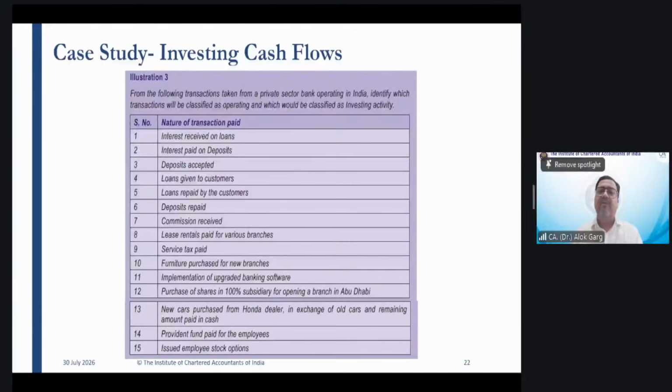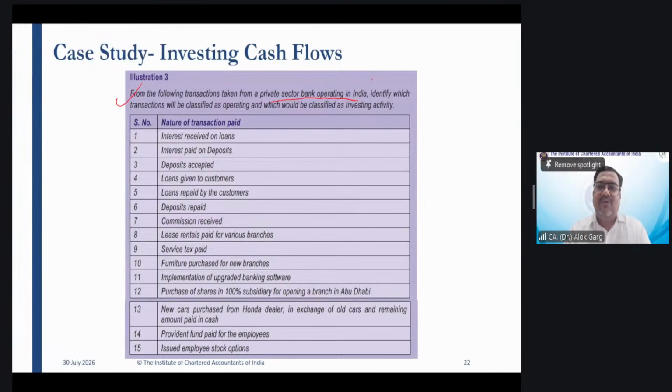Okay. Now let's discuss what is considered as an investing cash flow, right? So this is what it is given. You have to tell me which is cash and cash equivalent, which is operating activity cash flow, and which is investing activity cash flow. From the following transaction taken from a private sector bank operating in India.